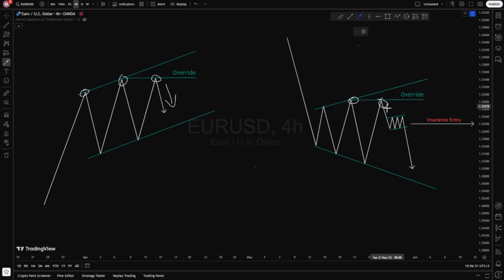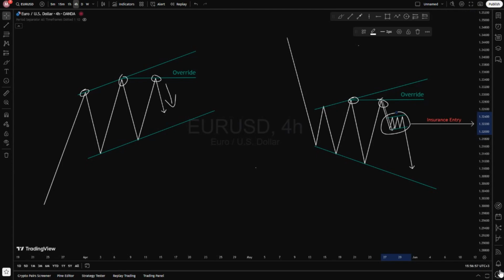It never comes. Price rejects early off the override and then forms a continuation structure, maybe a flag, a wedge, or a mini consolidation. That right there, that continuation after the rejection, becomes your insurance entry.